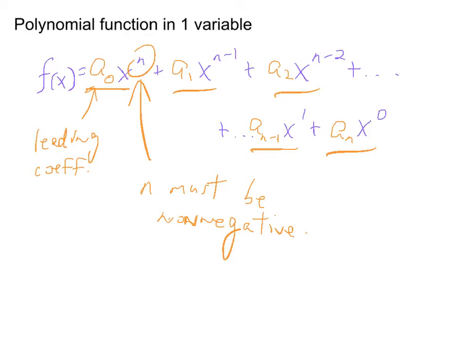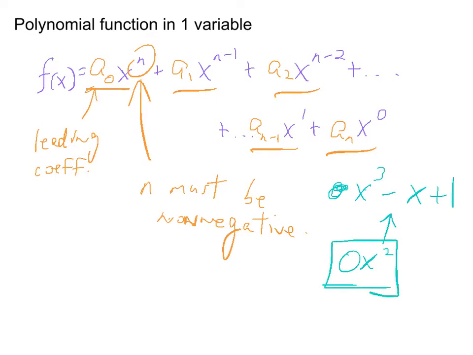Alright, now depending on how many terms you have, what if, say, you have something like this, x to the third minus x plus 1. What if you don't have an x squared term? Well, you really do. Your coefficient would just be 0. Okay, so everything has a coefficient. It would just be a 0x squared.